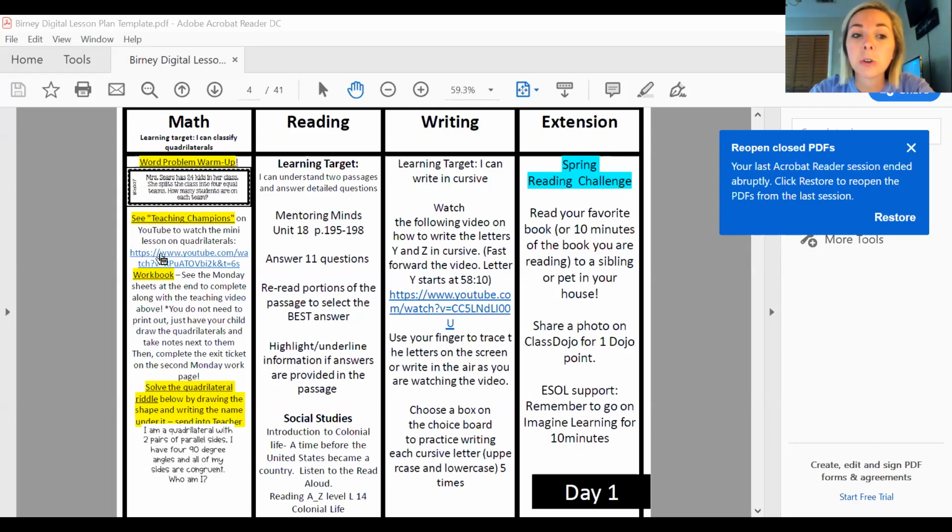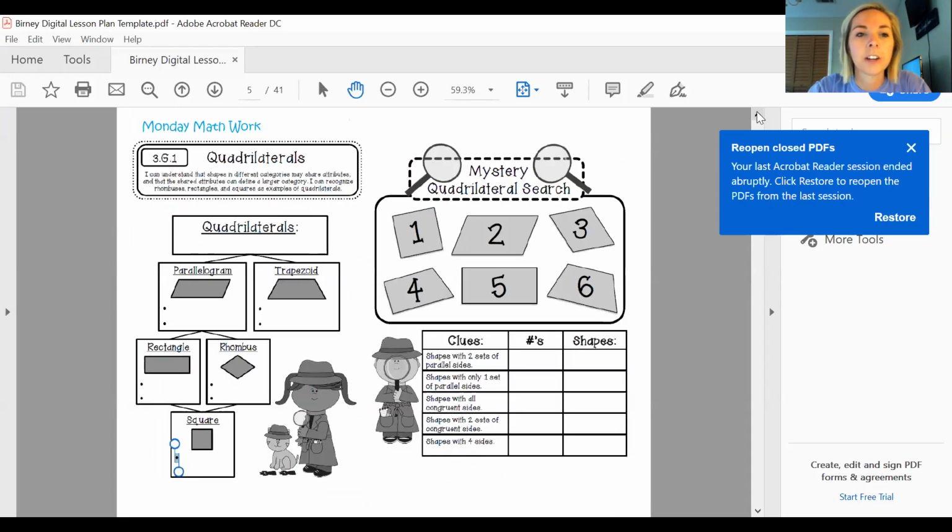Then you have this video to watch, and you have some worksheets at the bottom. So I'm going to show you those. Oh, yes, sorry, they're right after it. So here's your Monday math work today. So here's their I can statement up here. Ours is just I can classify quadrilaterals. So here's the different quadrilaterals we're going to talk about. Now we've talked about rectangles and squares. So today Ms. Carlson's going to talk about parallelograms, trapezoids, and rhombuses.